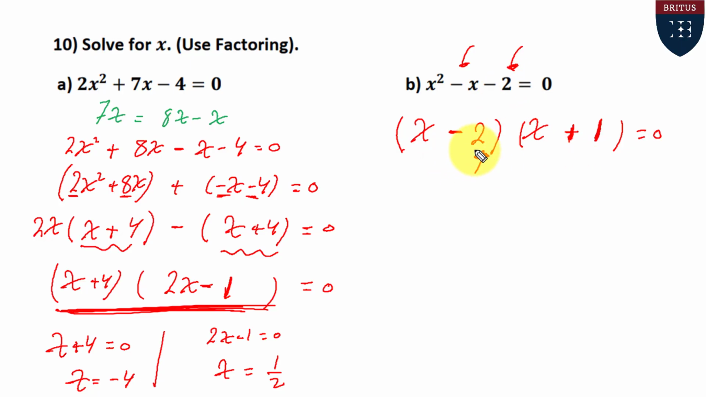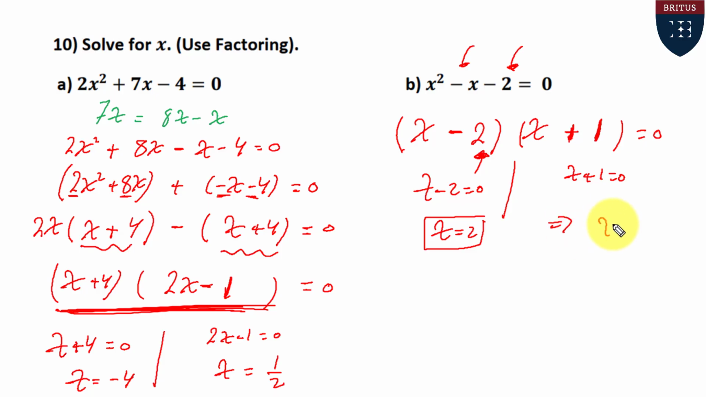Don't forget this point. Now we get x minus 2 is equal to 0. We can deduce that x equals 2. x plus 1 equals 0. We can deduce that x equals negative 1. So the two roots are 2 and negative 1.